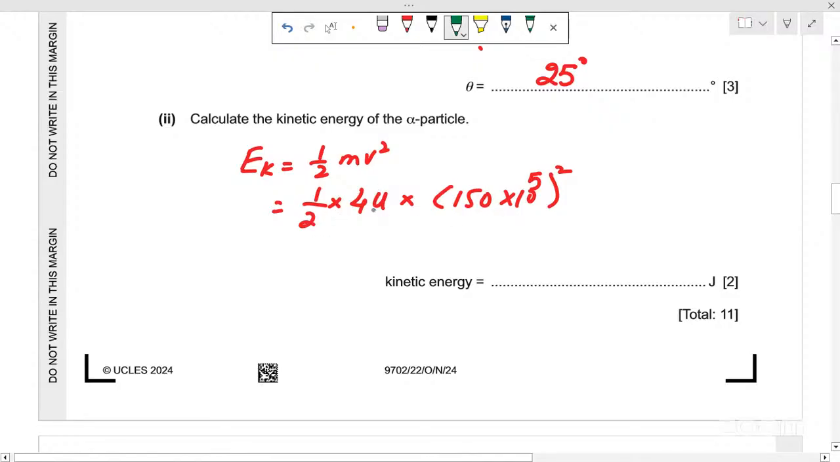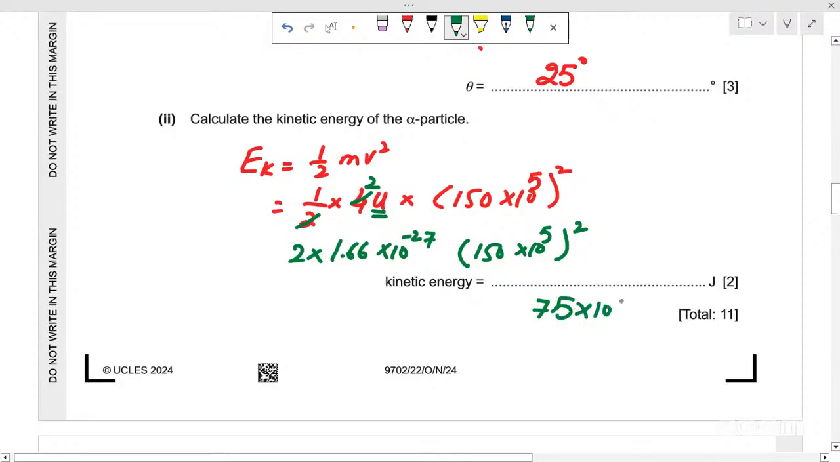So now you have to put the value of u, which is, first you should simplify this, 2 times value of u is 1.66 times 10 power minus 27 times square of this whole quantity. Use your calculator to evaluate this quantity, and your final answer should be 7.5 times 10 power minus 13 joule.